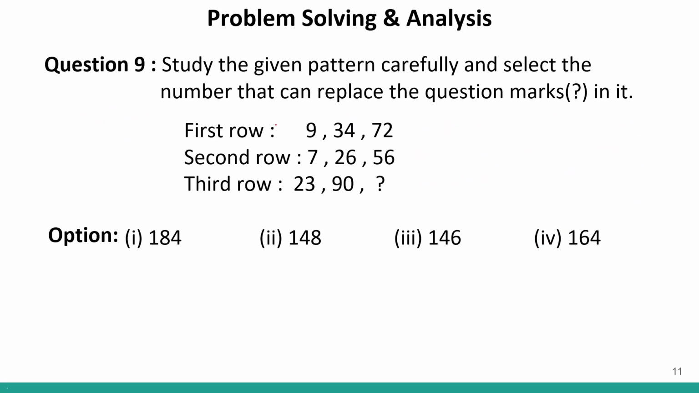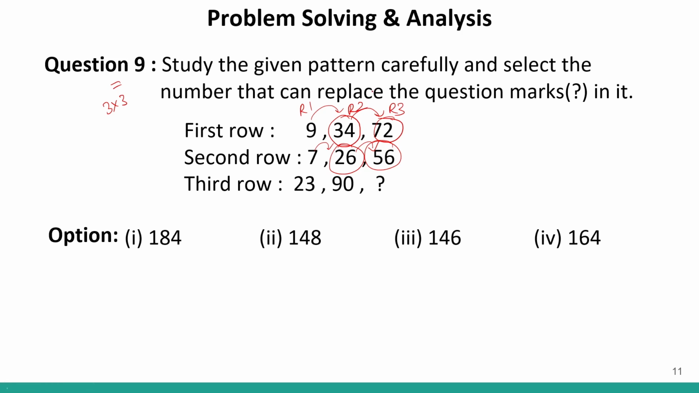Okay. Question number 9. This is again a 3 into 3 grid. Over here 9, 34 and 72. So I can see that this number is bigger than 9 and this number is bigger than 34. Similarly, over here 7, 26 and 56, this number is bigger than 7 and this number is bigger than 26. So looking at this, I can say that maybe certain things are happening in row 1 to get row 2 and certain operations are being done on row 2 to get row 3. Correct? This is how we solved the previous 2 questions also.